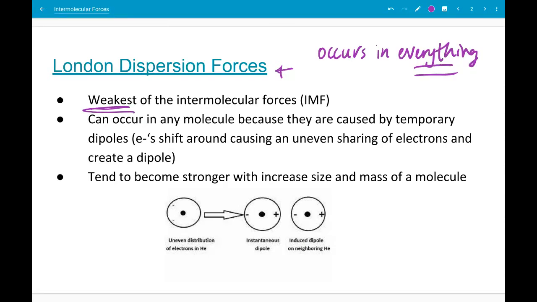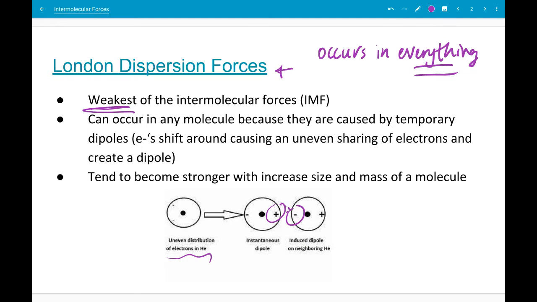And so the reason it can occur in everything is because electrons can shift around. And so here I'm trying to show this uneven distribution of electrons from the electrons just kind of moving around. And when they move around, you get a negative end and a positive end, and then you get this little attraction. And so it's just this uneven sharing of electrons. And it just happens temporarily. It doesn't stay, but it can cause a little bit of attraction for some point.